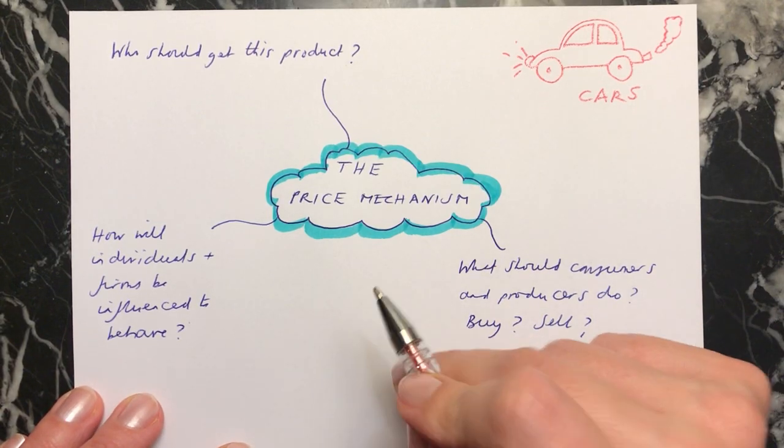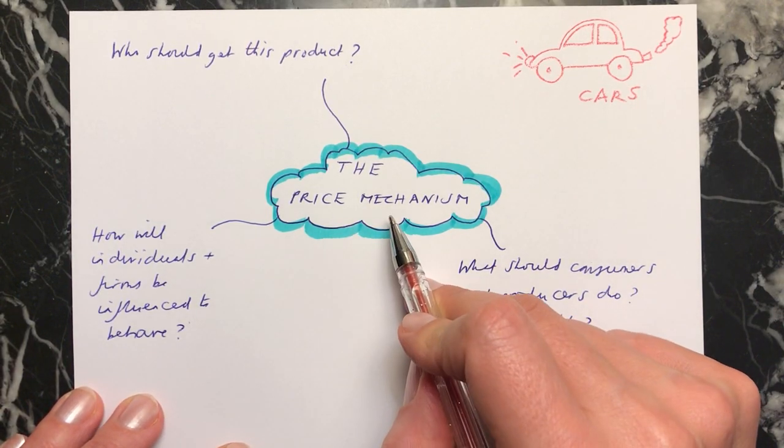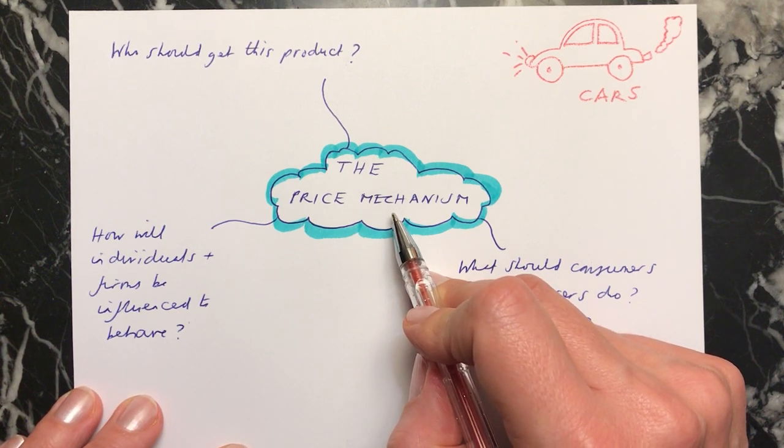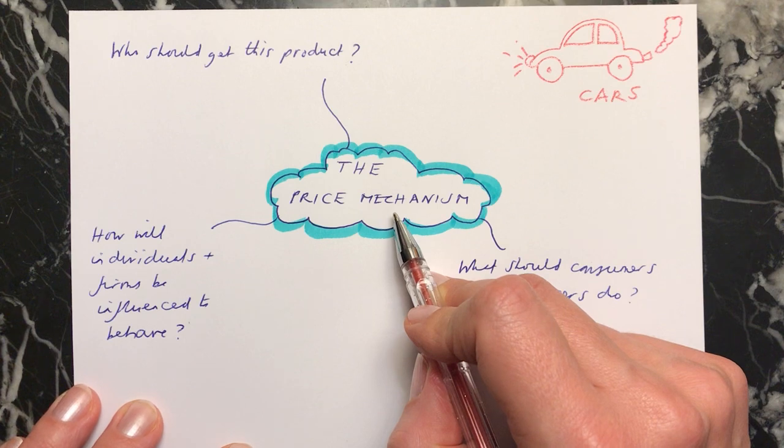Hi everybody, now we're going to look at the price mechanism and the functions of the price mechanism. What does the price mechanism tell consumers and producers to do? How does it affect how they behave? Why is the price mechanism useful?